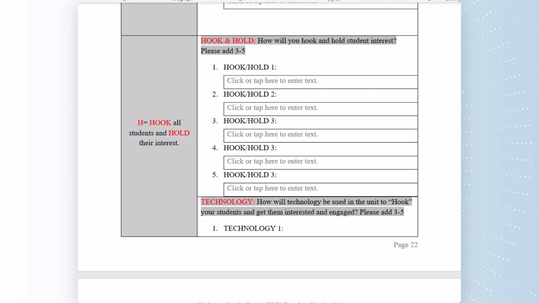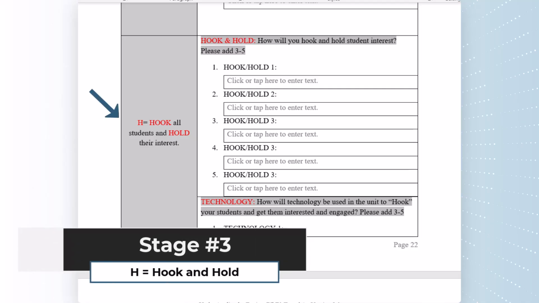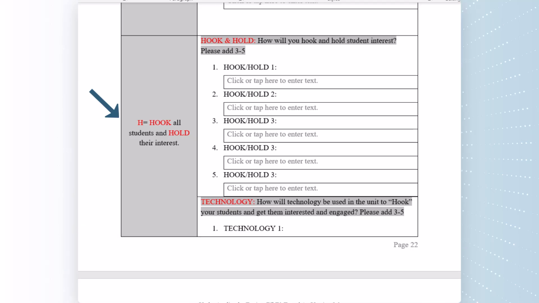The H section is created for designers to plan how they will hook and hold the learner's interest throughout the unit. The overall goal of this section is to find ways for the learners to build a withstanding desire to engage with the essential questions of the unit.